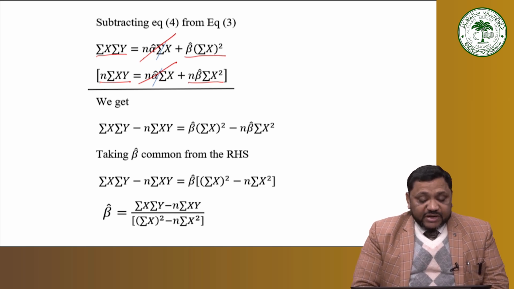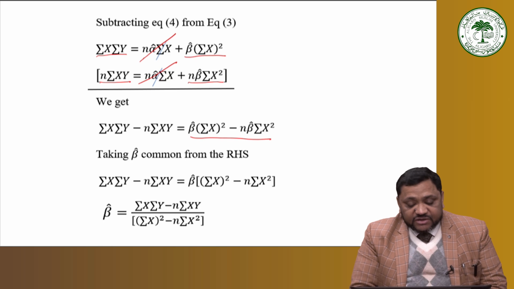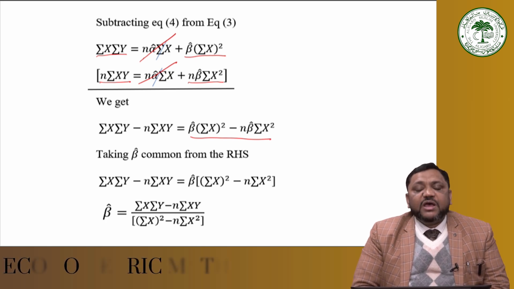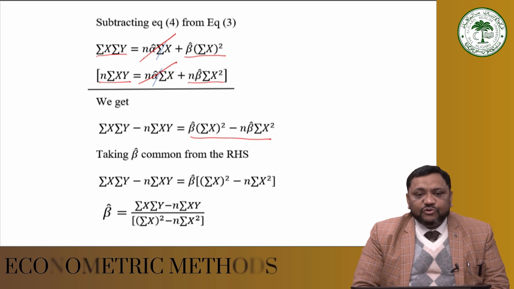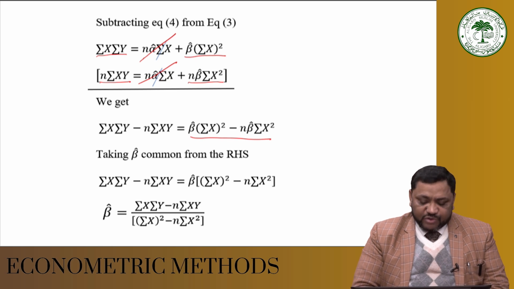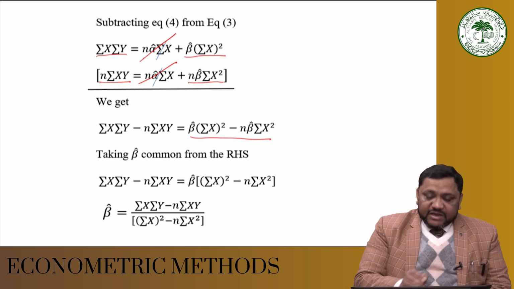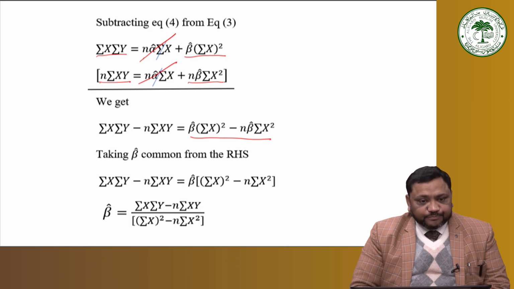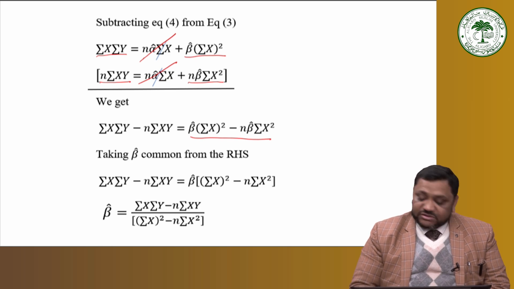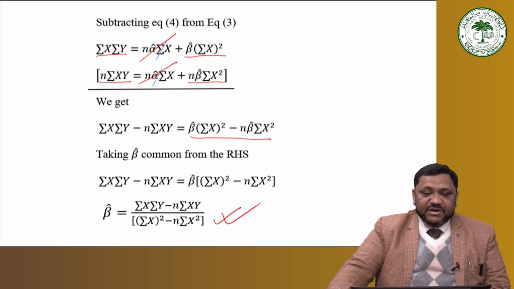Now we take beta hat as common from the right hand side. So taking beta hat common, our equation turns out to be summation x summation y minus n summation xy is equal to beta hat times the bracket summation x square minus n summation x square. So finally we can write this equation in terms of beta. Beta hat is equal to summation x summation y minus n summation xy divided by summation x whole square minus n summation x square. So this is the formula for beta.